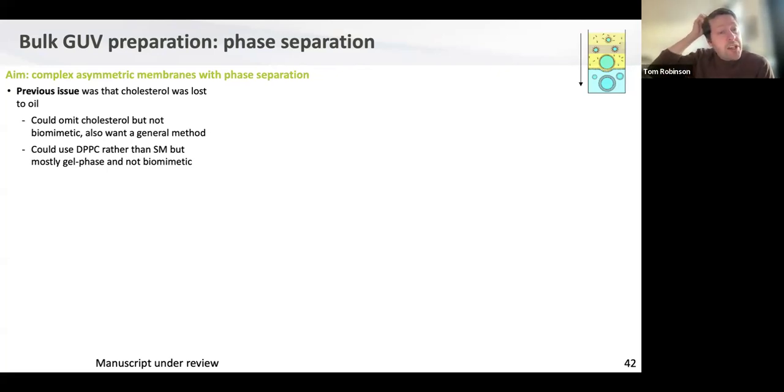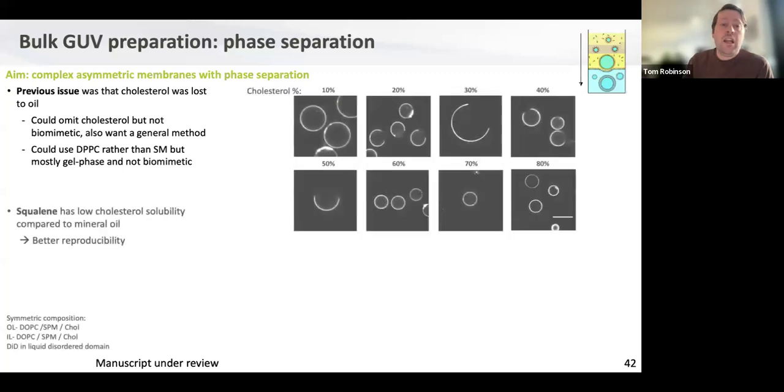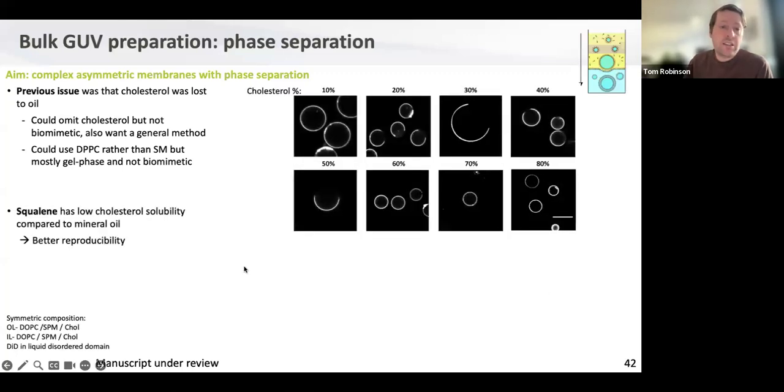We could use DPPC to replace sphingomyelin, for example, but then we get mostly gel phase membranes and it's not biomimetic. Because we have squalene in our system rather than mineral oil, it has a lower affinity for cholesterol. That means we get better reproducibility, and we notice it straight away. We can reliably get phase separation with certain amounts of cholesterol, say from 20% up to 60% here.